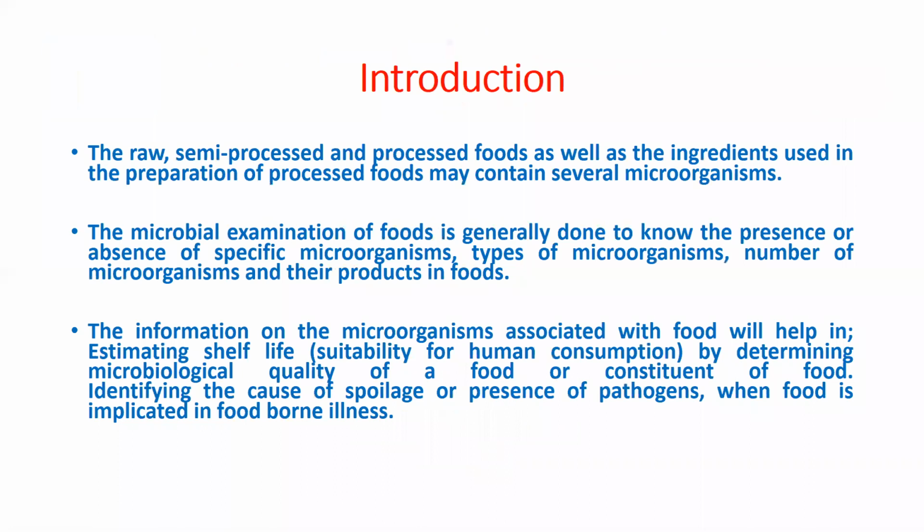So we are preparing different kinds of products, whether raw, semi-processed, or processed. For the processing of different kinds of products, we require several ingredients. We require spices. We require preservatives. So we require several ingredients for the processing or preparation of different kinds of products, and those ingredients may also contain different microbes or have a different microbial load.